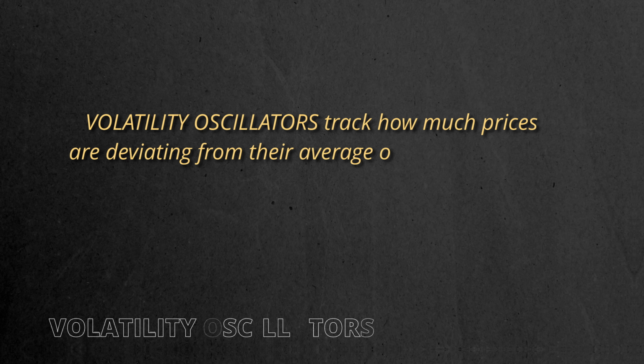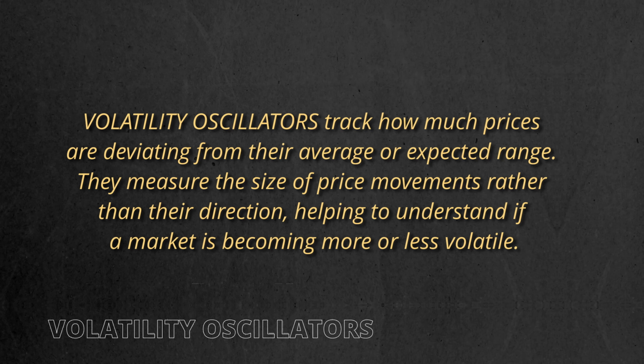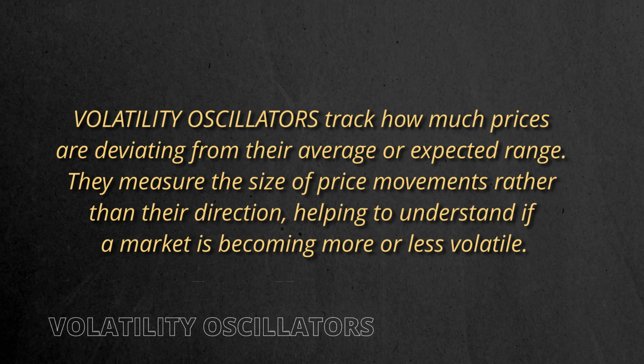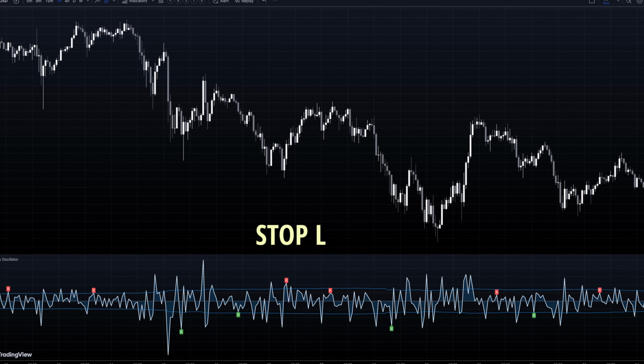Volatility oscillators track how much prices are deviating from their average or expected range. They measure the size of price movements rather than their direction, helping to understand if a market is becoming more or less volatile. This information is crucial for setting appropriate position sizes and stop losses.